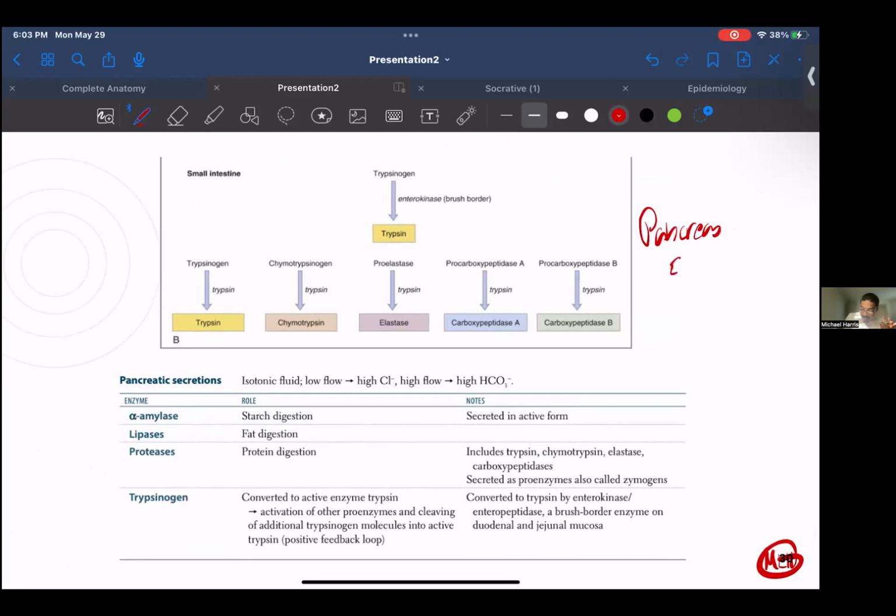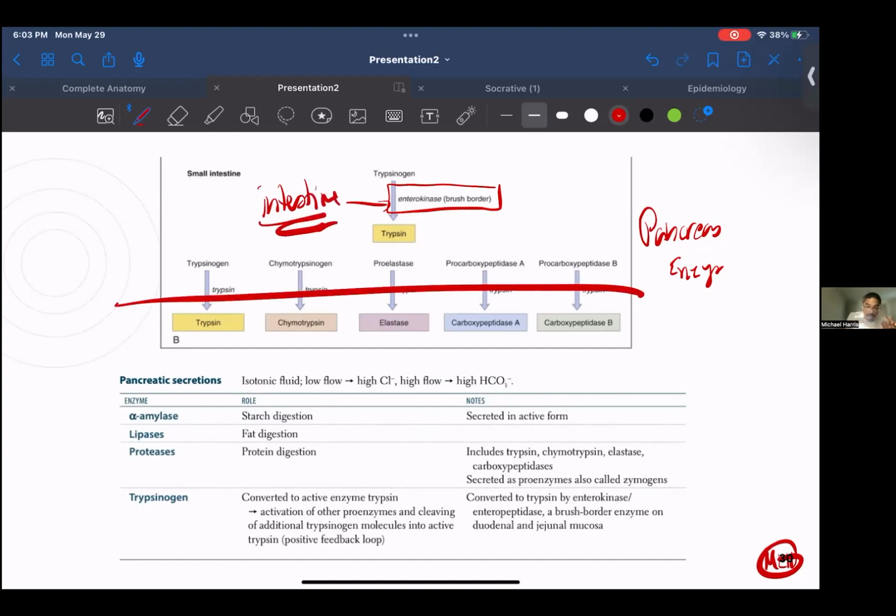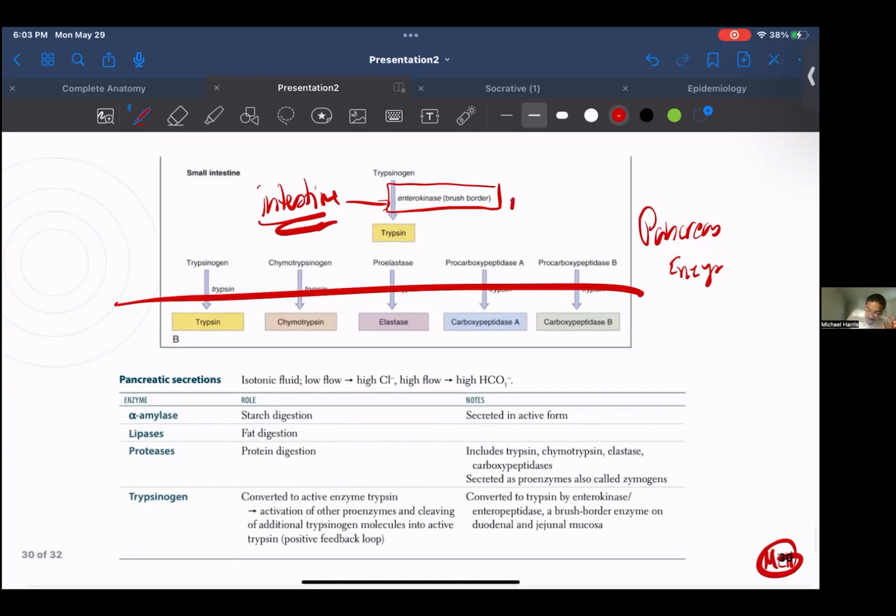Now, this is the pancreas we're now looking at, and its enzymes. The big thing here is enterokinase. This is required in the intestine. If you do not have that, none of the other things will happen. You have to have enterokinase. Okay?